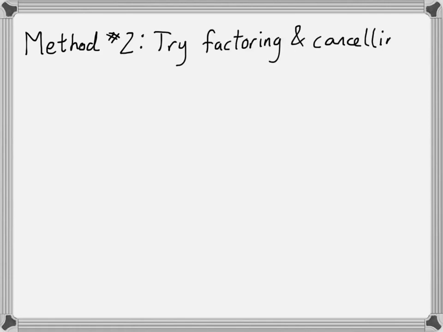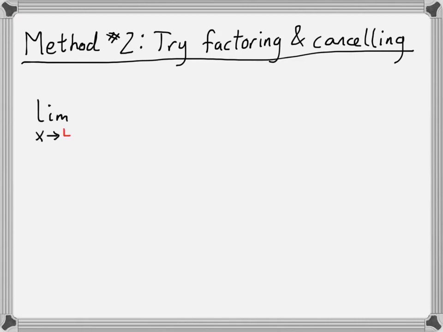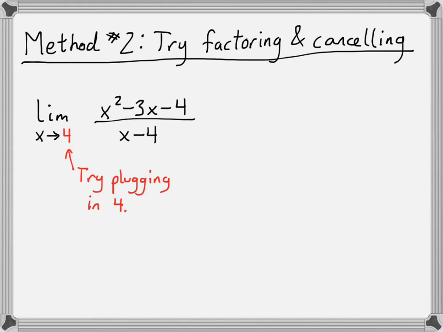Now then, let's look at one where direct substitution will not work. In this case, we're going to try a second method called factoring and canceling. Let's consider now the limit as x approaches 4 of the same function. Same function we were working with before. But now, before we try anything else, we want to try direct substitution to see if we need to do another method. Let's try plugging in 4.